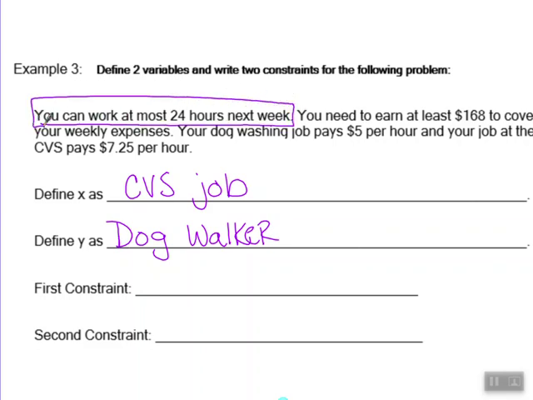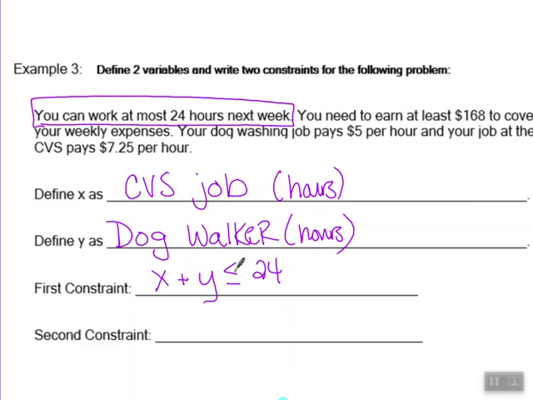And these are the hours at that job. So how many hours can I work at most no matter what job I'm doing? 24. So no matter what job I'm doing, doesn't matter whether it's X or Y, I can work at most 24 hours. I can work 24 hours, but it has to be less than or equal to. Because I can work 23 hours, I can work 22 hours, but I can't work 25. So it's going to be less than or equal to 24.